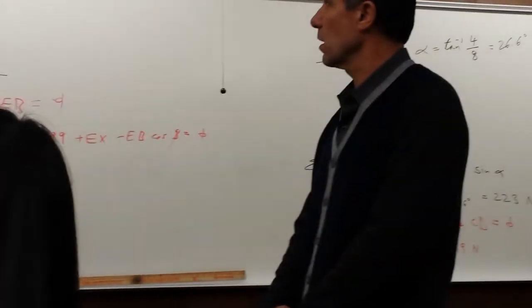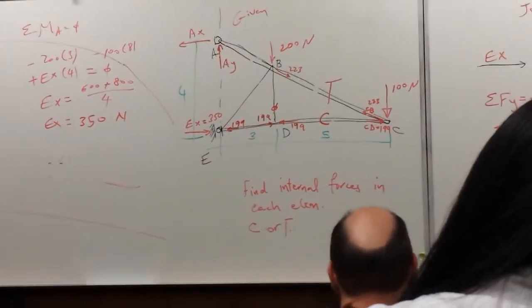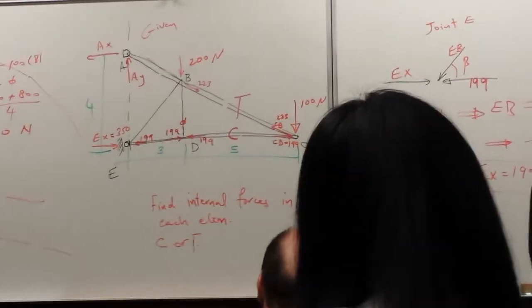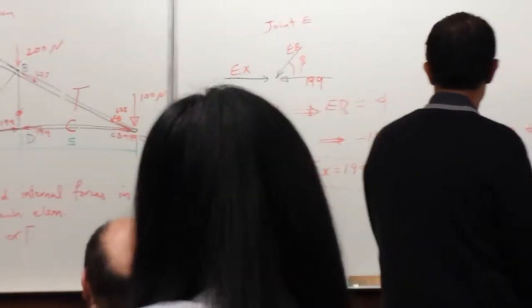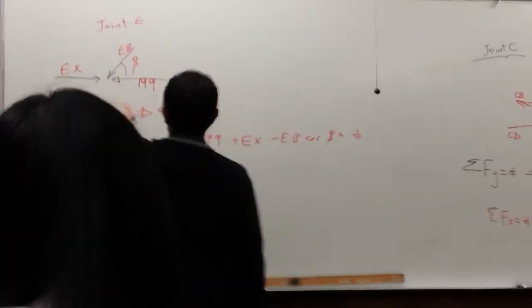200 times the 3, 100 times 8, CB times EX times 4. What did we put in for the angle? We didn't subtract EB for X, cosine beta. But it would be zero. EB is 0. Why does it matter? Why is EB 0? Sum of forces on Y.